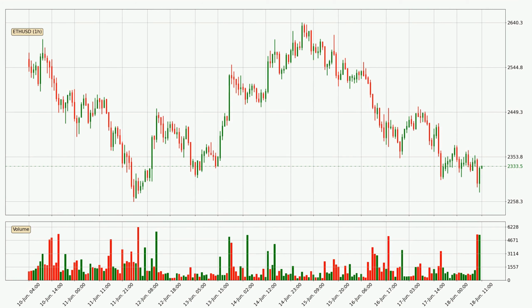Looking at the Ethereum hourly time frame, the price moved down around 3.9% in the last 24 hours, with a current price of 2,334. And the move wasn't very strong as the volume wasn't very high.